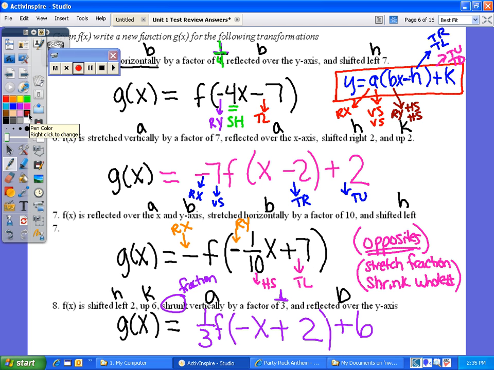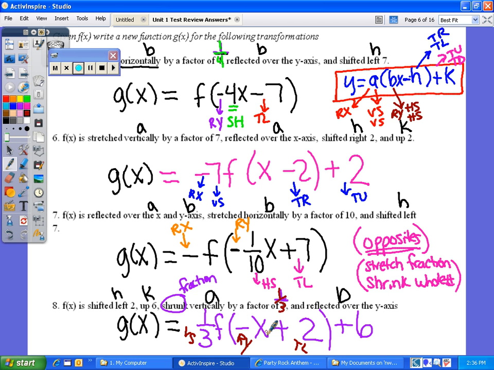Alright, the last one says that you shifted left 2, so here's my translate left. And then you shrunk vertically by a factor of, it should have said 1/3. So if you shrink by a factor of 1/3, here it is, so that's my vertical shrink. And then you reflect it over the y-axis, so here's my reflection of the y. It's always right in front of the x inside the parentheses.